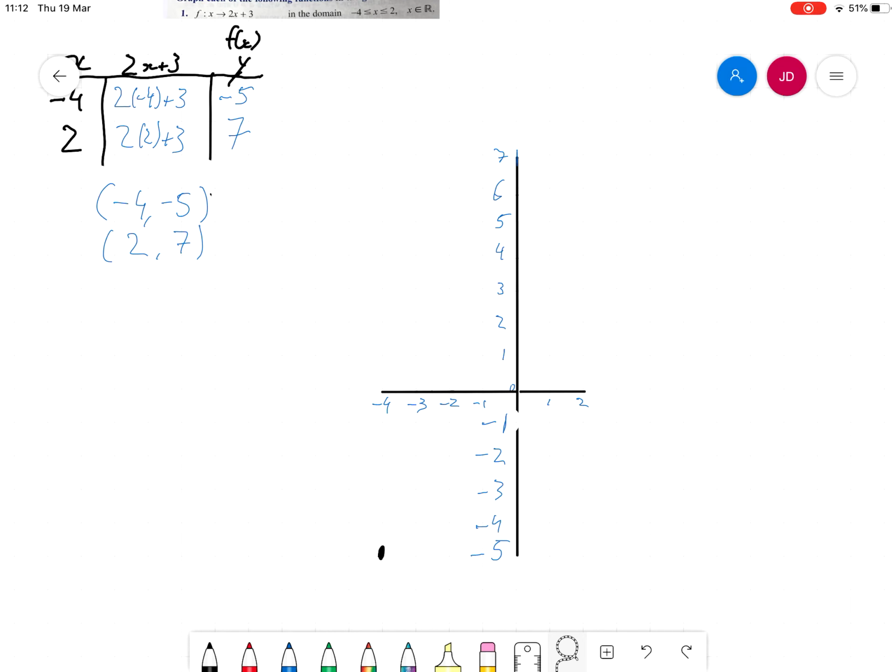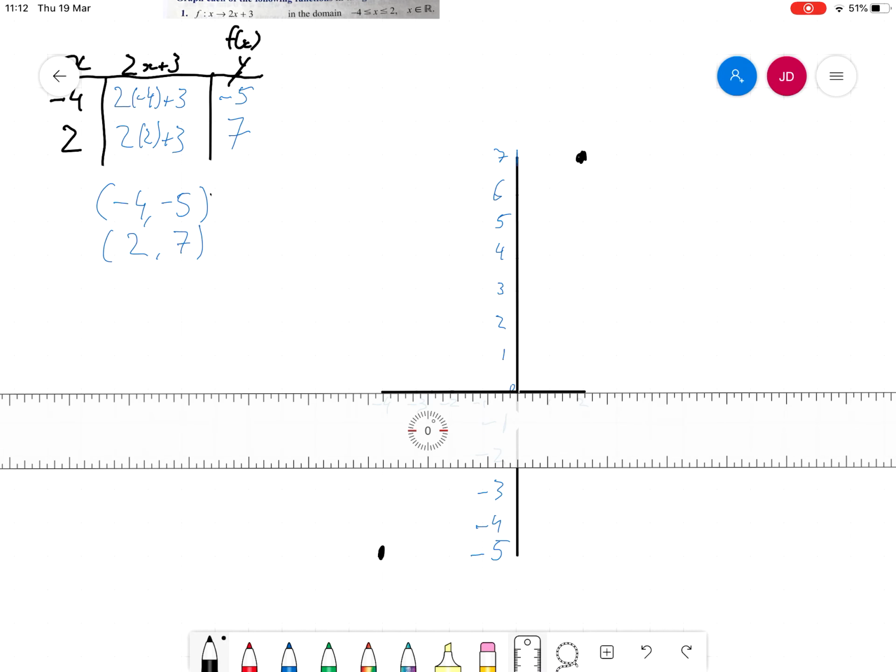My next point then is the point 2, 7. So that means 2 across on the x-axis and 7 up on the y-axis. So I find my point is up here, 2, 7. Perfect.